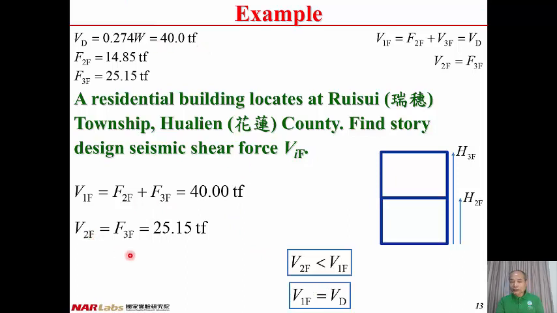V2F, the seismic shear force at the second floor, equals F3F, the seismic force at the roof. From here, F3F equals 25.15 ton force. In this case, V2F is less than V1F, and V1F equals Vd. Is it true for other cases? Is it always true? That's my question.